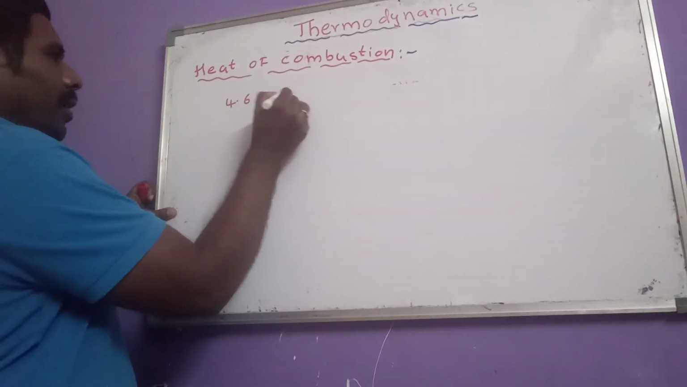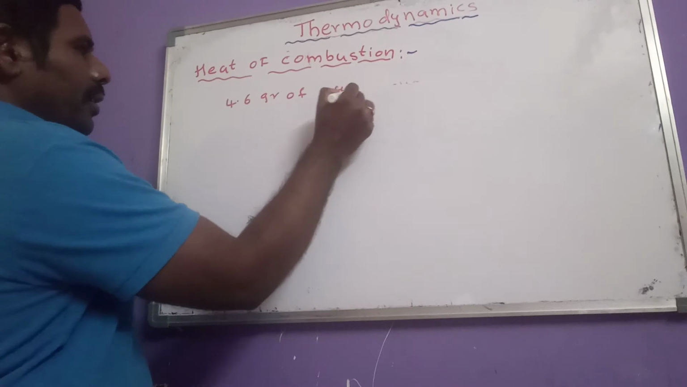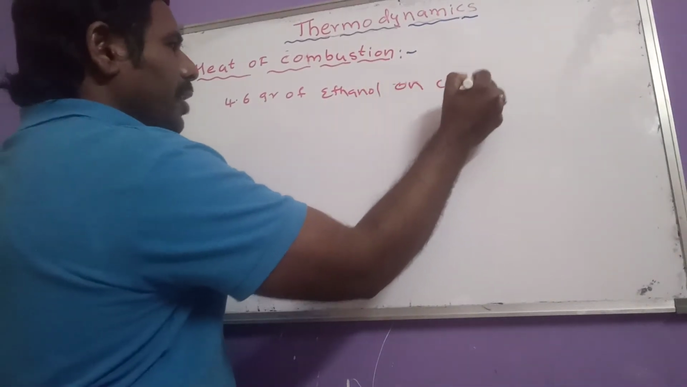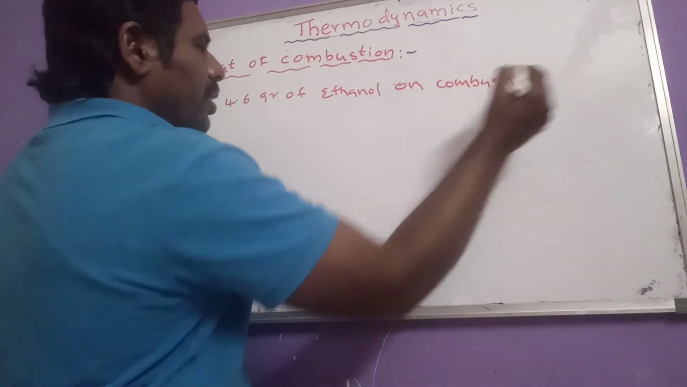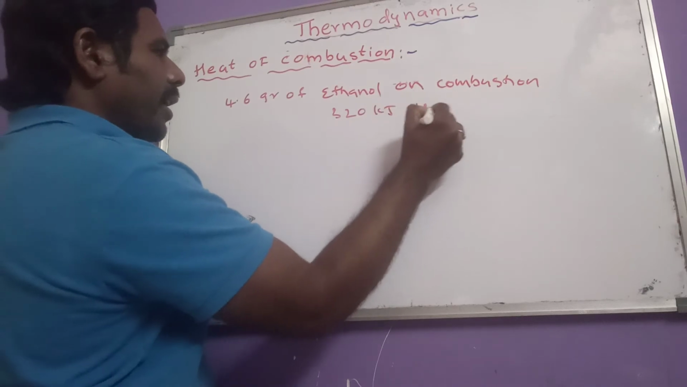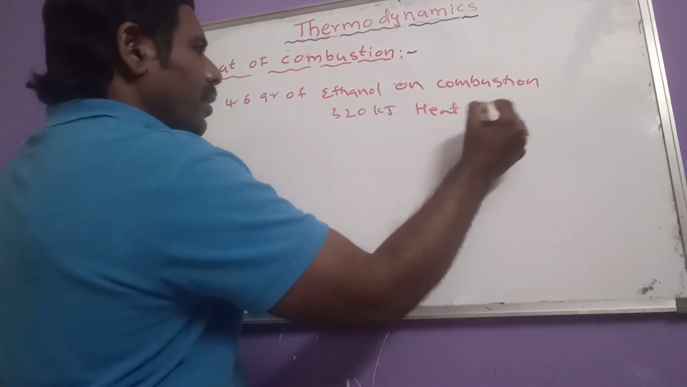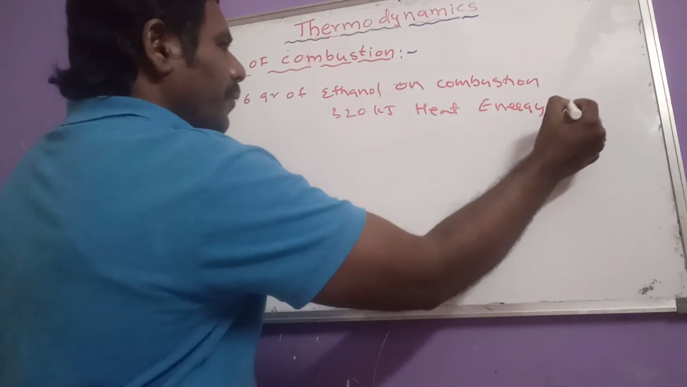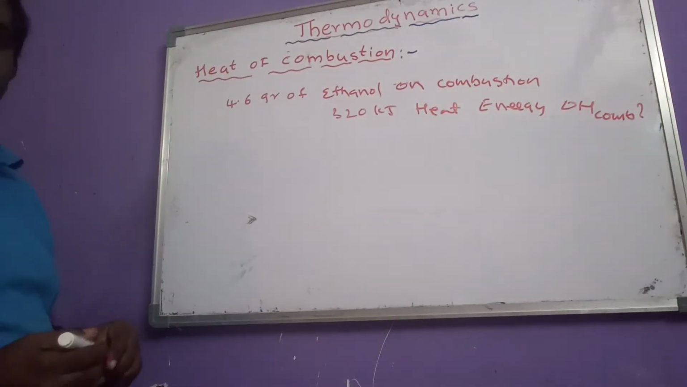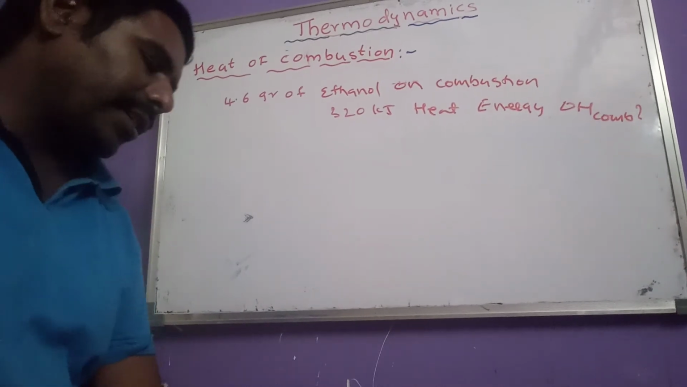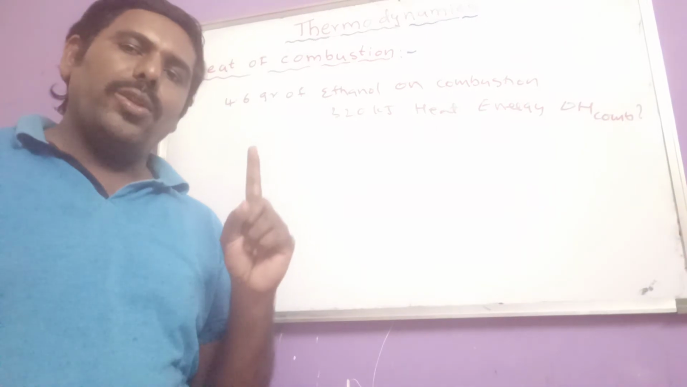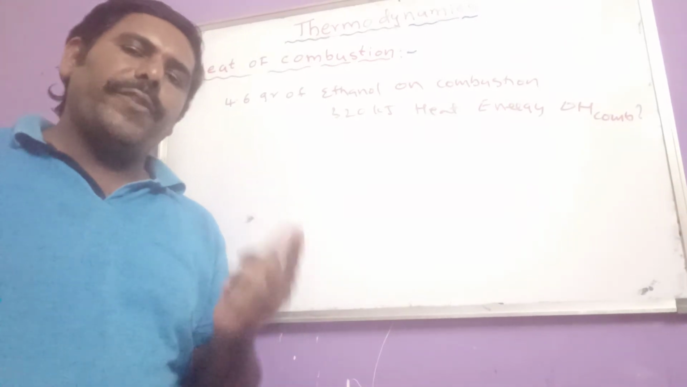4.6 grams of ethanol on combustion gives 320 kilojoules of heat energy. Now, what is the heat of combustion of ethanol? Here also, the heat of combustion of ethanol means we have to calculate for 1 mole of ethanol.